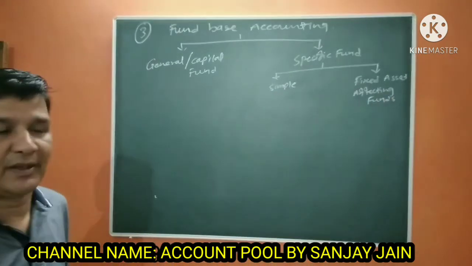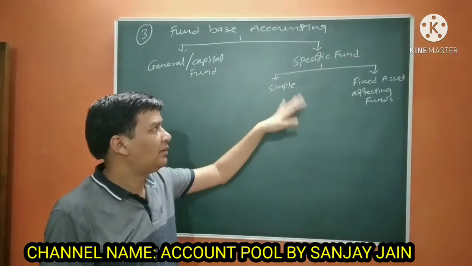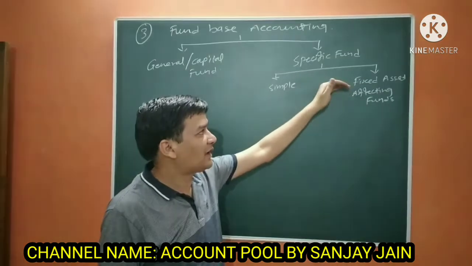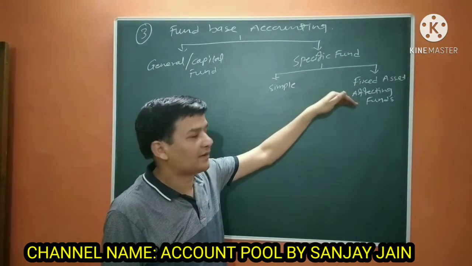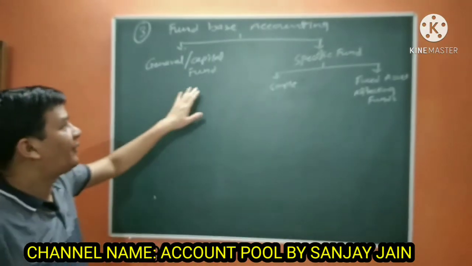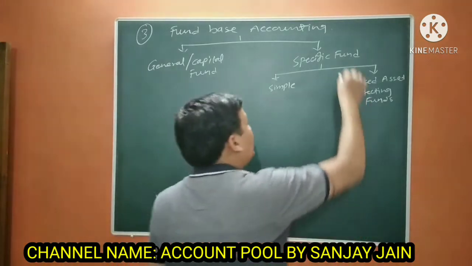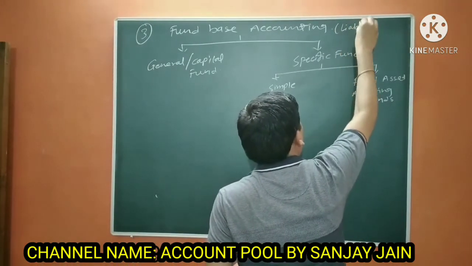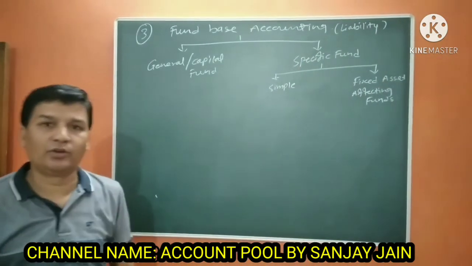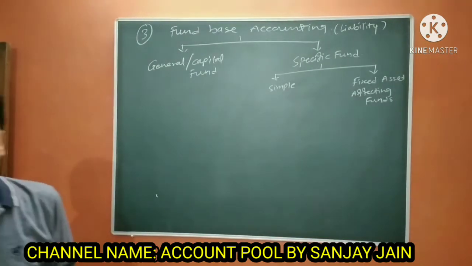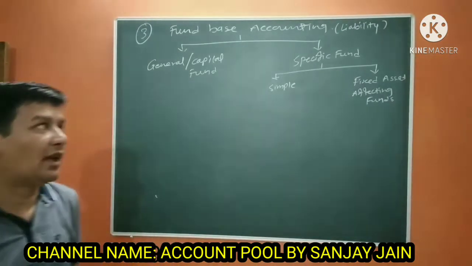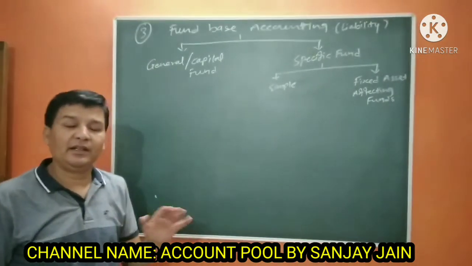So we can bifurcate the specific funds into simple funds, those are just having income and expenditures. But some funds are going to affect the fixed assets. So we are going to bifurcate these things. Now all the fund based accounting we are going to do on the liability side of the balance sheet. Okay, on the liability side of the balance sheet. As you know, the opening balance sheet is also having a liability. But as it is an opening balance sheet, meaning previous year balance sheet, we are not going to do any adjustment in the opening balance sheet.